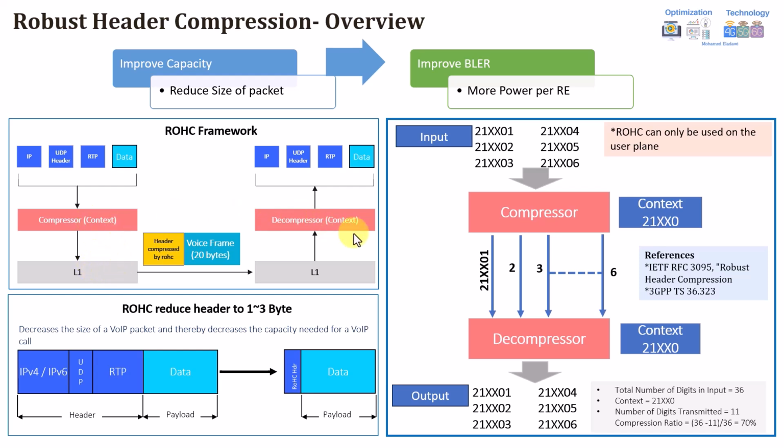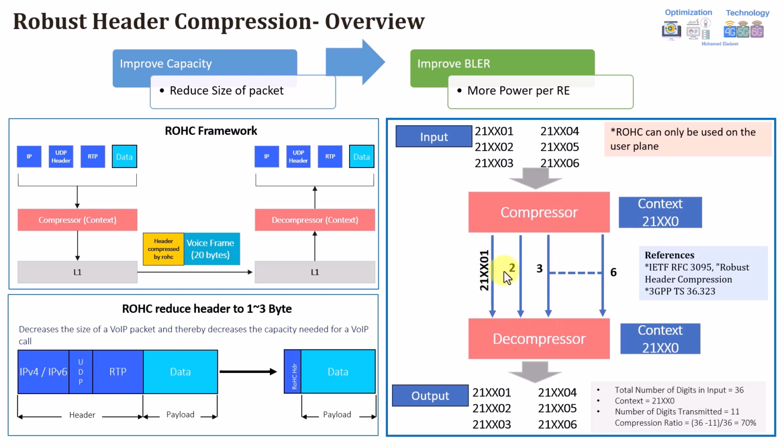The compressor and the decompressor will establish the context by sending the first packet as it is, without any compression. The first packet will be sent from the compressor to the decompressor, or sender to receiver, without compression, but both of them will establish a context out of this packet. For example, this packet has a specific sequence. If you can see here, this packet, for example, is 21XX01. So we found that there are some static numbers within the packets: 21XX01, 21XX02, and till 06. And the compressor will understand that the context of this one is 21XX0.